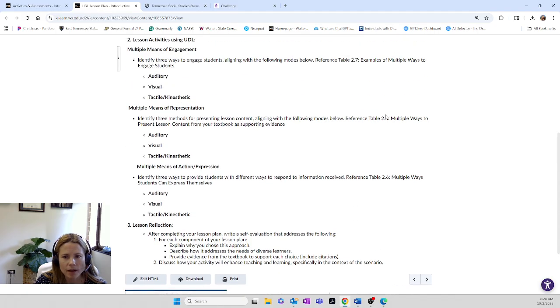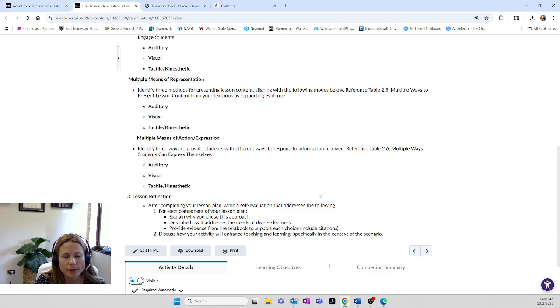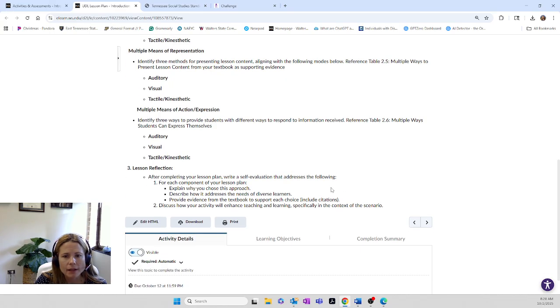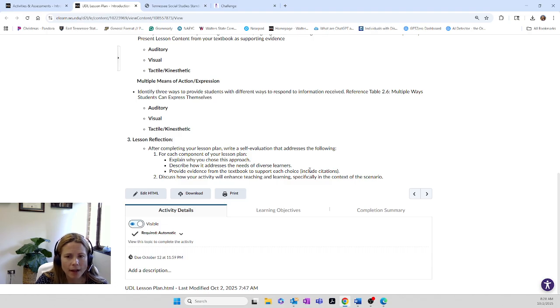Now, the evidence can come from the reference table or anywhere in the book. Okay, now you have to include citations. You don't have to do a formal APA citation. That's just talking about what page you got it from. Now, if you use something aside from the textbook, then you need to include those citations.